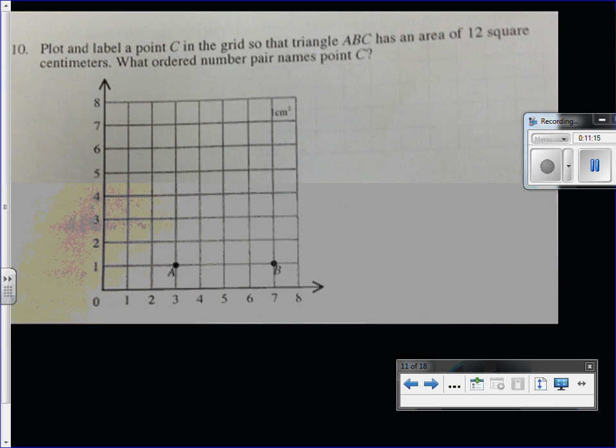Plot and label point C on the grid. So the triangle ABC has an area of 12 square centimeters. Keyword in this, and I'm going to tell you to highlight it on the test, triangle. If we're doing anything with the triangle, we're doing what? Divide by 2. Good job.